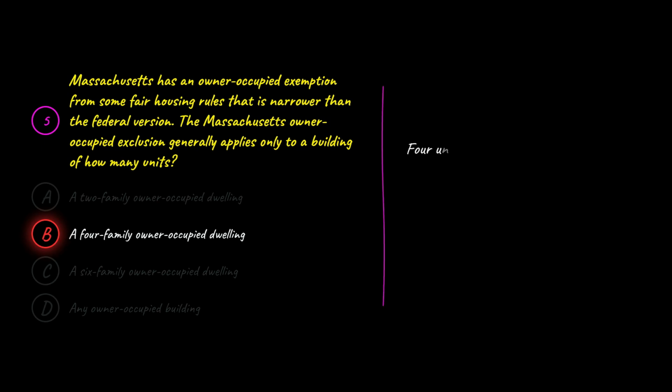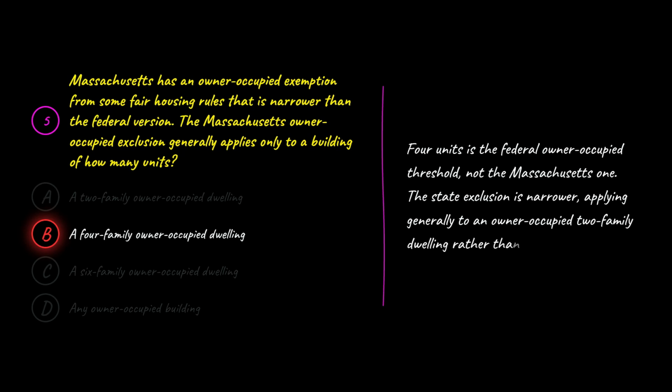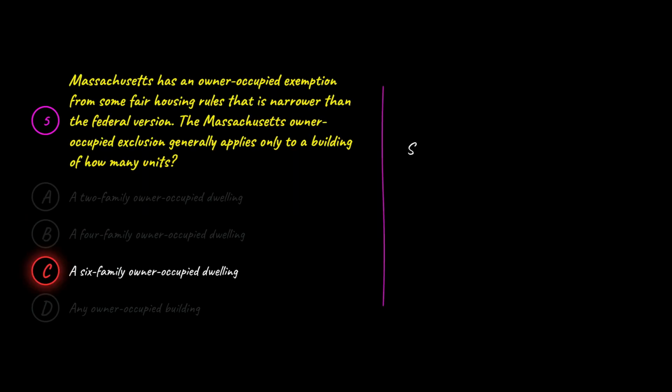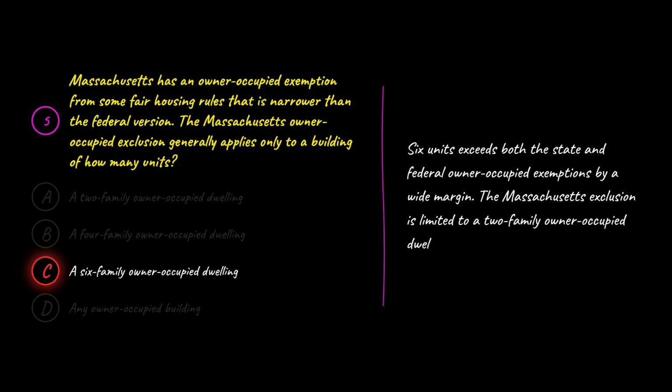B is wrong because 4 units is the federal owner-occupied threshold, not the Massachusetts one. The state exclusion is narrower, applying generally to an owner-occupied 2-family dwelling rather than to a building of 4 units. C is wrong because 6 units exceeds both the state and federal owner-occupied exemptions by a wide margin. The Massachusetts exclusion is limited to a 2-family owner-occupied dwelling, which is far smaller than a 6-unit building.